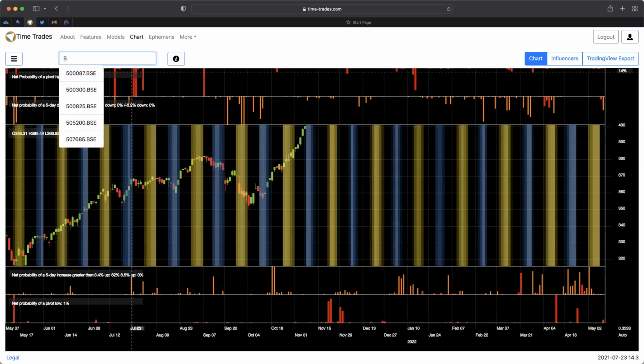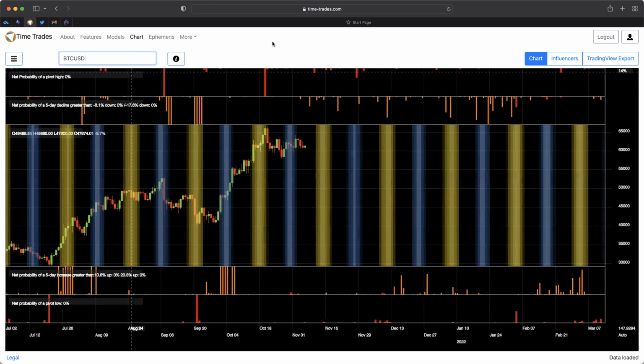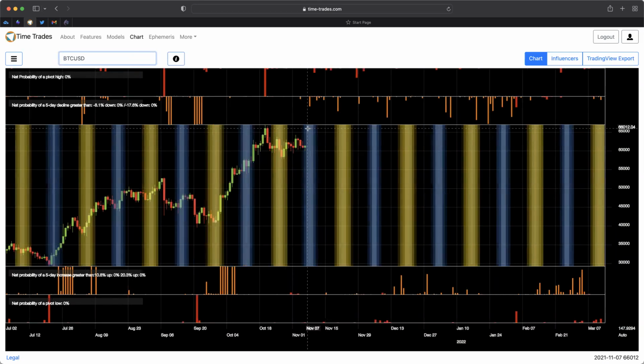We can also take a look at Bitcoin within the time trades forecast. And what we're seeing here is, again, we've got an indication of a down day. So this is a 1 standard deviation down day that's been sitting out here on November 8th. And that also coincides with that warning blue line. So I think it's important to be cautious here in Bitcoin. And we can see this cluster of pivot lows out here between December 6th and December 11th.